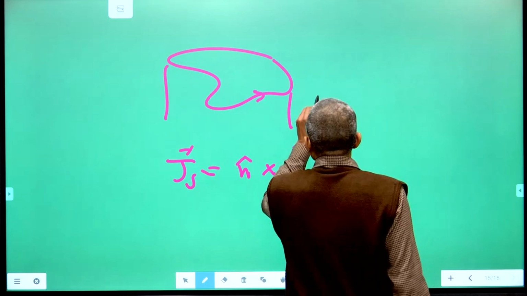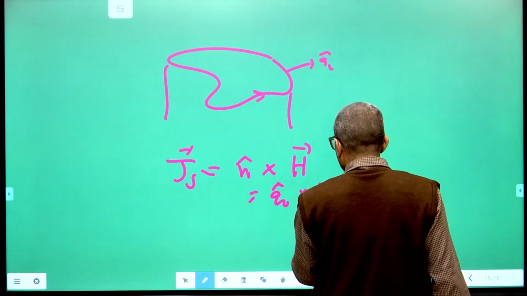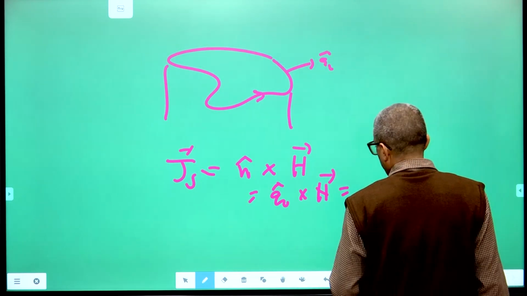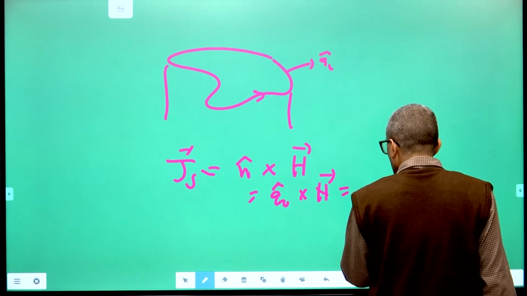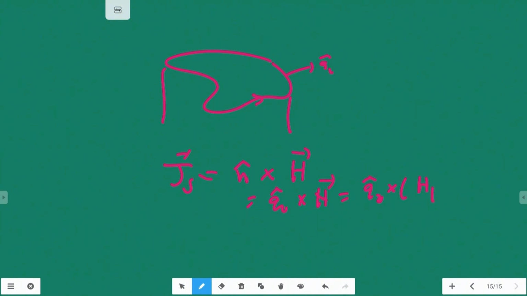and your n cap is taken as q2 cap because q2 cap is normal to the boundary. This is q2 cap cross H, which is equal to q2 at the boundary. So this will be q2 cap cross H1 q1 cap plus H2 q2 cap plus H_z z cap. Here H1 and H2 are not the Lamé coefficients, they are the components of the magnetic field along the q1 cap and q2 cap directions. So q2 cap cross q1 cap is minus z cap.